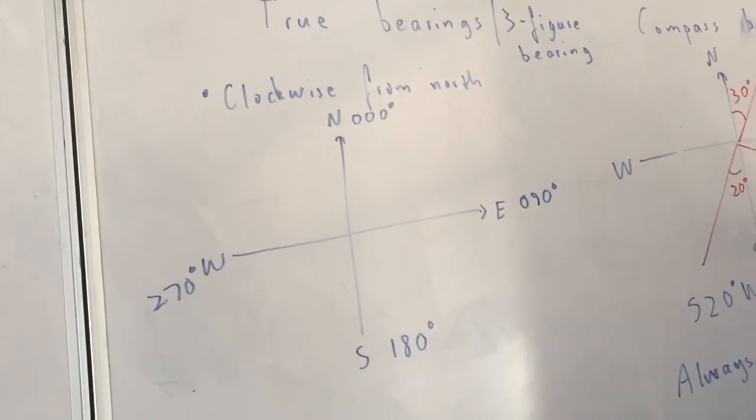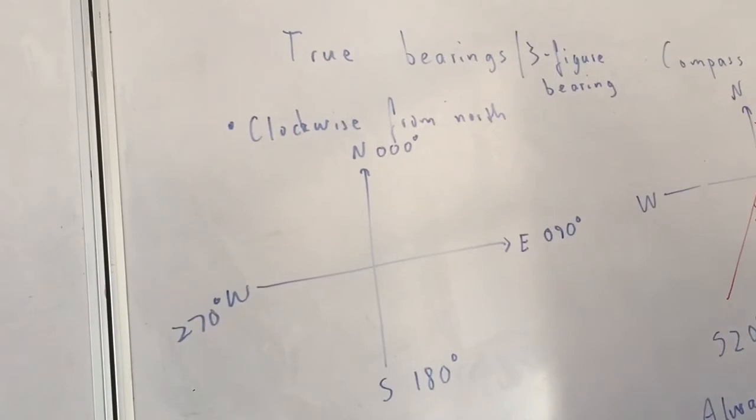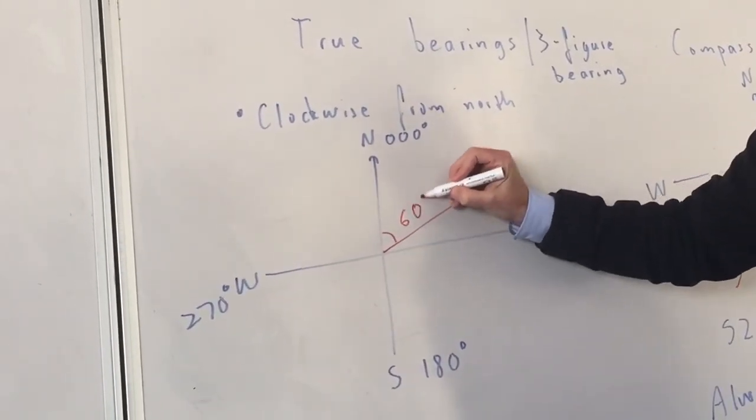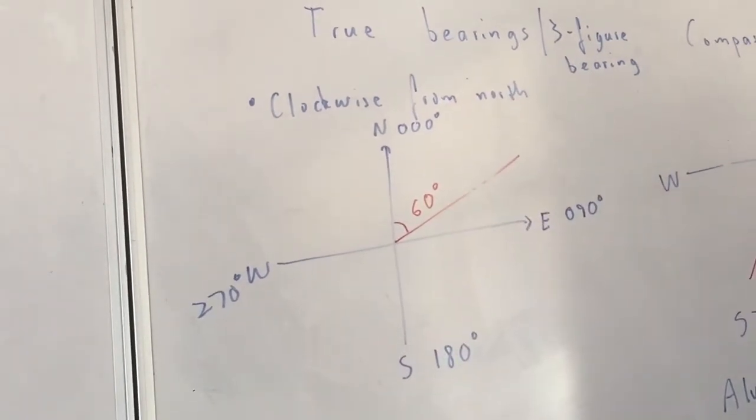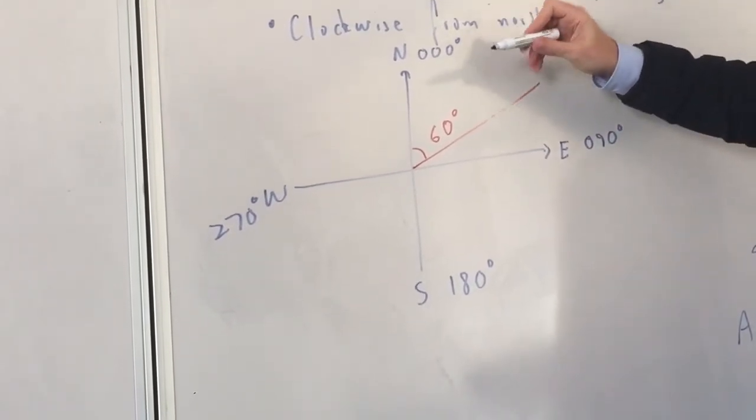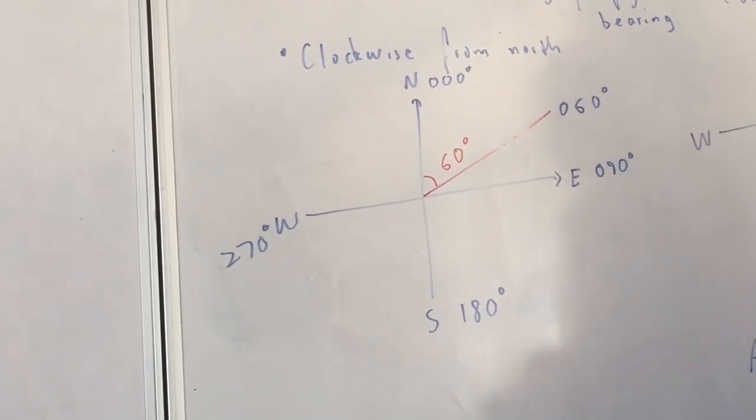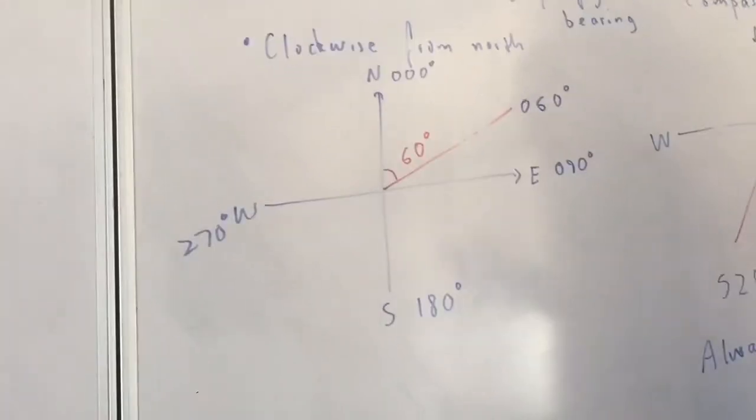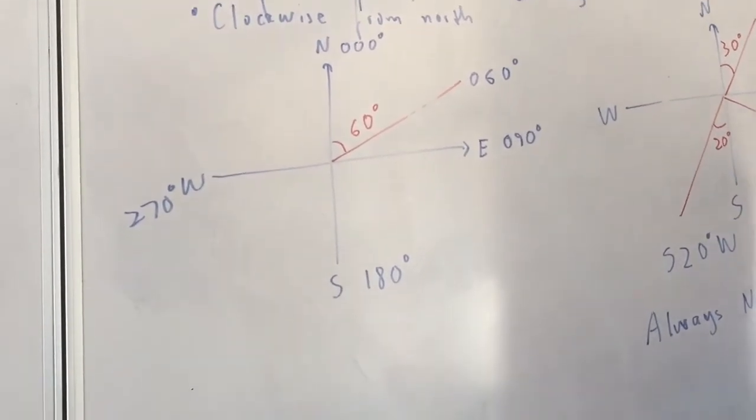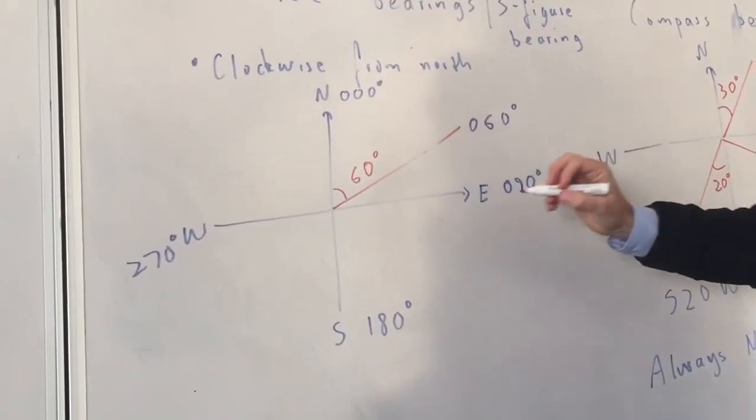Then you can have bearings inside those that are measured. Let's look at a simple example. If that was 60 degrees, how would you write that as a true bearing? Just 060 degrees, the angle from north. So in this one you don't need to write what angle, we always assume it's from north, and it's the angle around from north. We've written here that it's always measured clockwise from north. You don't have to write N.